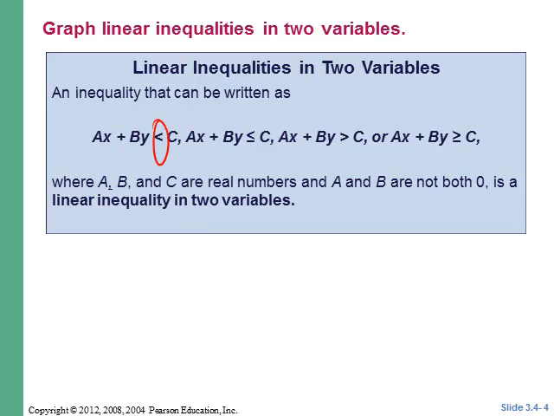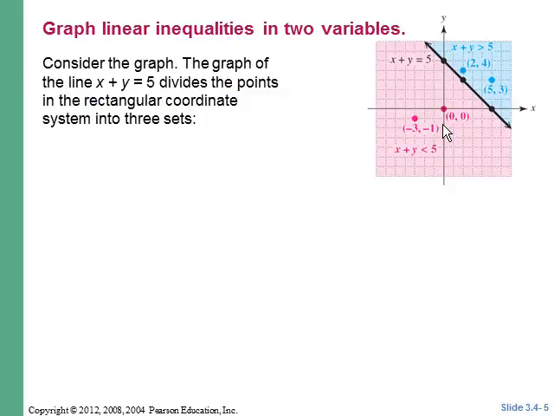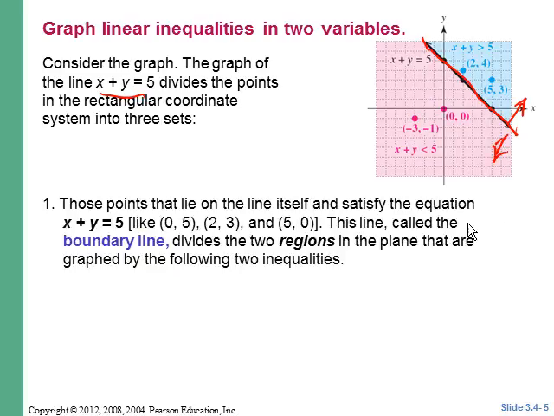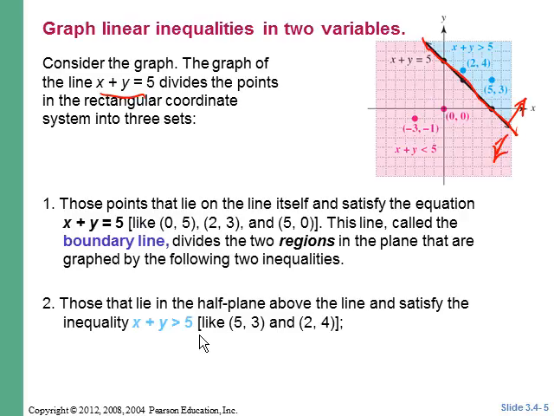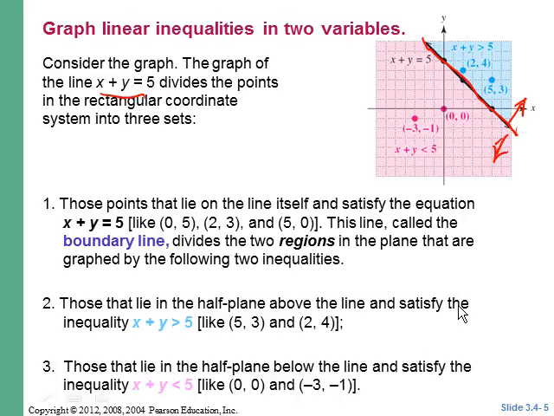Well, the first thing that you'll notice is that an inequality is going to be less than or equal to, greater than, or greater than or equal to. Otherwise, it's the same as an equation. So you've got the line, and then the inequality divides it into the blue area above the line and the pink area below the line. Those above the line are greater than 5. Those below the line are less than 5, like 0, 0. 0 plus 0 is less than 5.